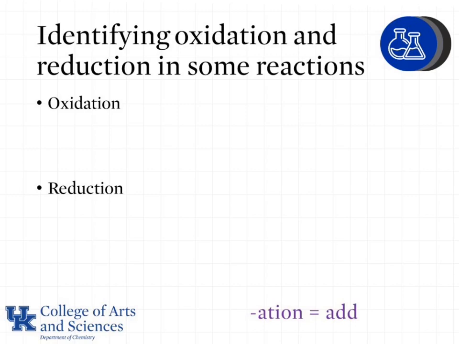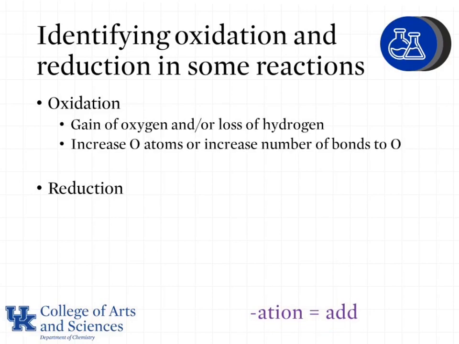Note that the suffix "ation" means to add. So when we're looking at oxidation, we're looking at adding oxygen. This addition of oxygen can occur from increasing the oxygen atoms or increasing the number of bonds to oxygen. And we may also see the loss of hydrogen. So if we see the gain of oxygen and or the loss of hydrogen, either of those indicates that the oxidation process has occurred.